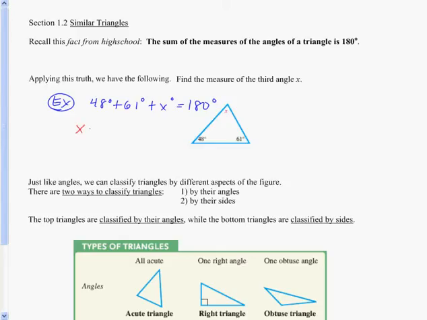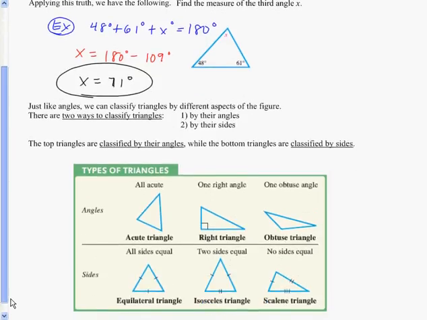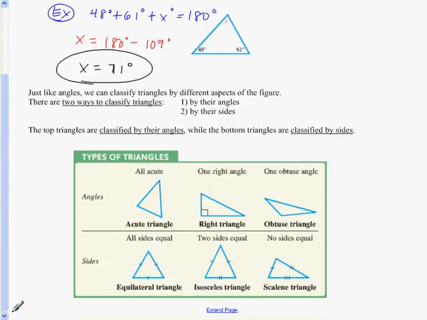X therefore would be the 180 degrees minus the 48 minus the 61. So that would be 180 degrees minus a total of 109 degrees. So X would be in fact 71 degrees. All right. Now, that's just a quick sum up of triangles measuring 180 degrees. You're familiar with that, but this will just help us to continue on in that process.